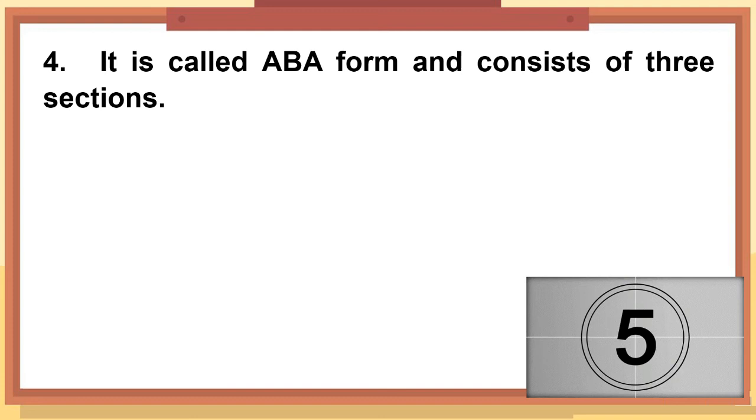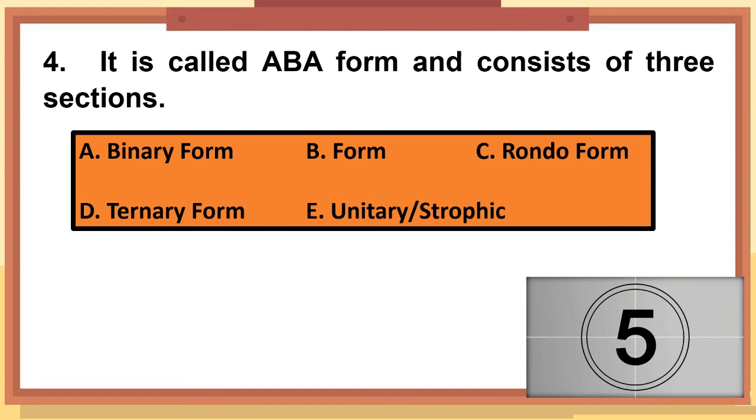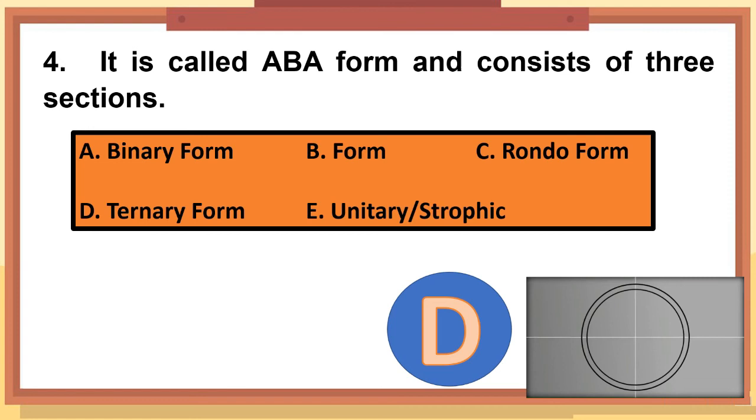It is called ABA form and consists of 3 sections. Letter A, binary form. Letter B, form. Letter C, rondo form. Letter D, ternary form. Letter E, unitary or strophic form. Timer starts now. And the answer is letter D, that is ternary form. Now let's move on to number 5.